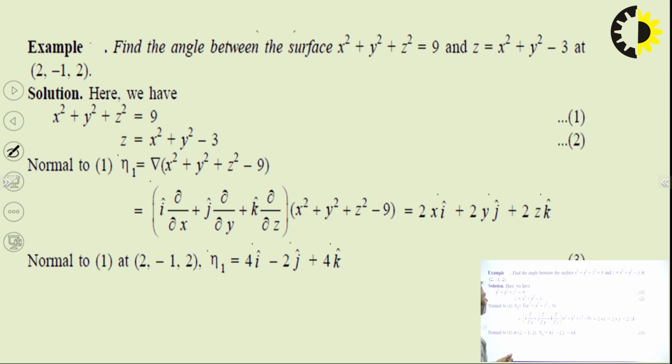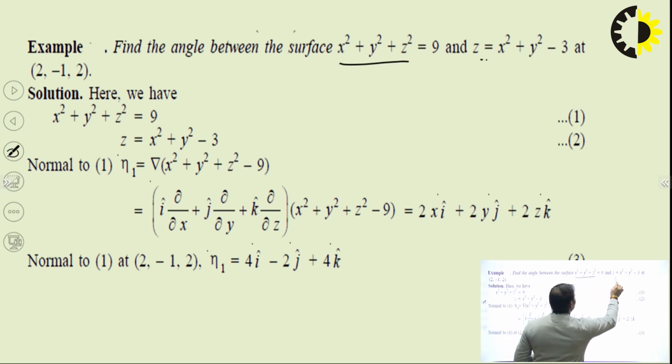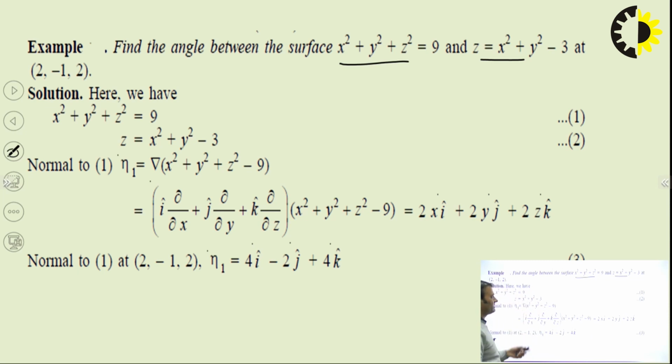Now I have another example for you. What we have to calculate in this example is the angle between the surfaces, right? We have two surfaces. This one is x square plus y square plus z square equals 9, and I have another surface, z equals x square plus y square minus 3, right? The point is also mentioned here, and the point is (2, -1, 2), right?